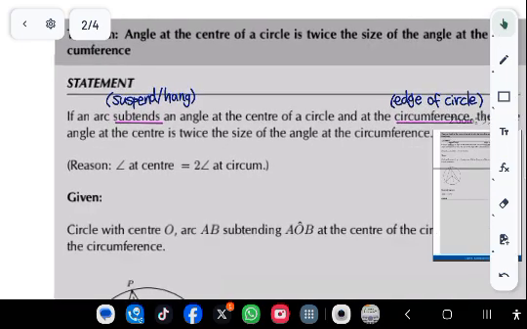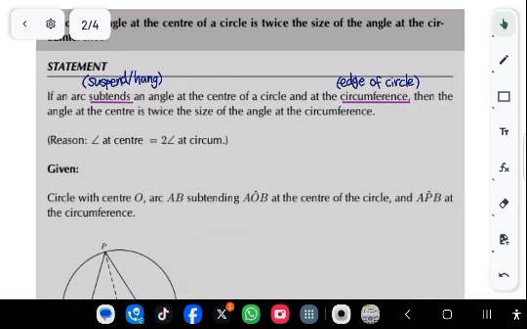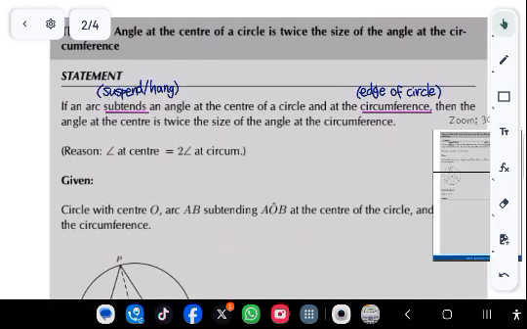The theorem goes: the angle at the center of a circle is twice the size of the angle at the circumference.